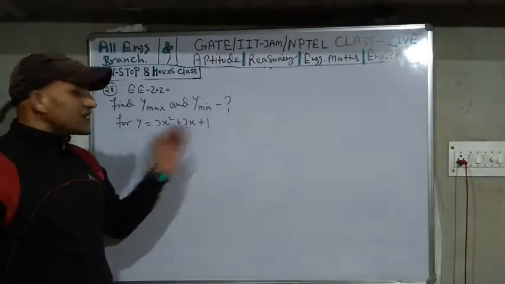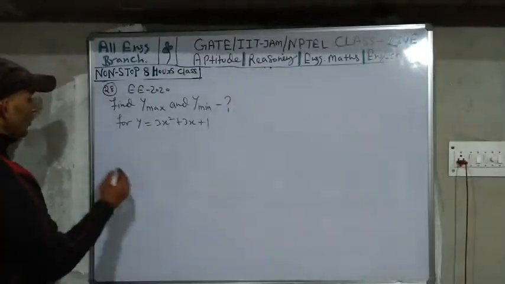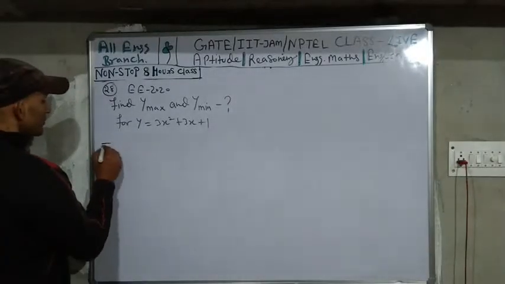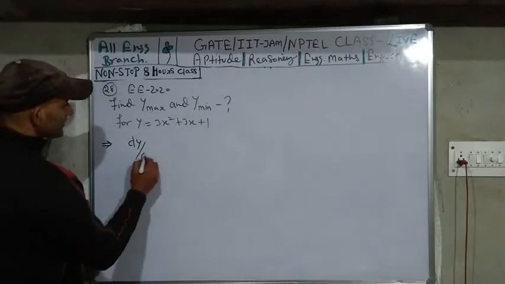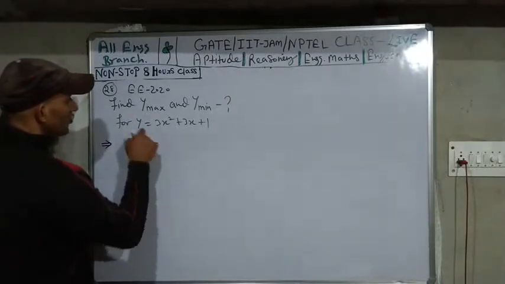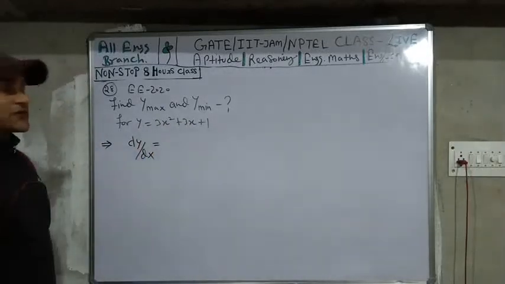Now the question is: find y max or y minimum for y equal to 3x square plus 3x plus 1. How to solve it? At first you will find dy by dx. So your y is this, you have to differentiate with respect to x.